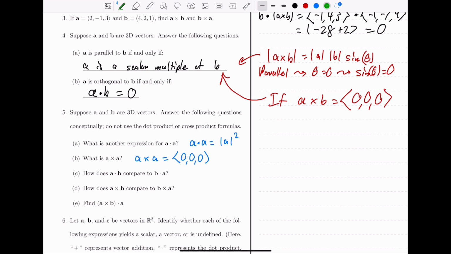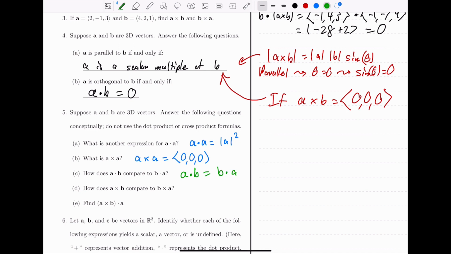Now, question C. How does a dot b compare to b dot a? If you think of the formula for the dot product, if you switch the order of the two vectors, you're just switching the order of the multiplication inside the formula, and that doesn't change the answer. So for the dot product, a dot b equals b dot a. You get the same exact thing.